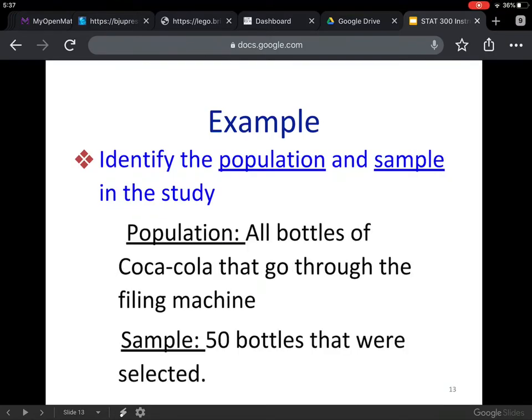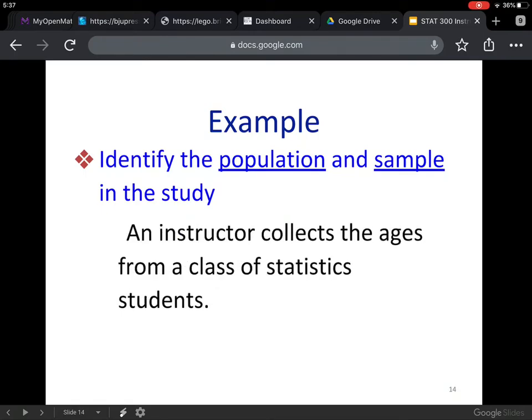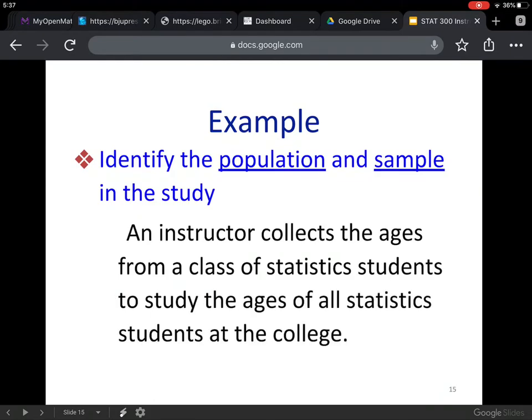For instance, over here we had bottles of Coca-Cola, and then we took 50 and saw where they were actually put, right? So bottles and bottles. Population was bottles, sample was bottles. Over here, if we say the population is the class of statistics students, and then the subset or the sample is going to be the ages, that would not be correct. We need actually some more information.